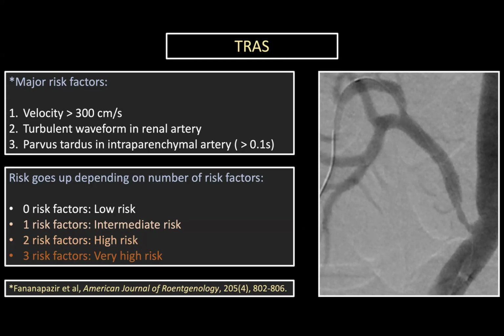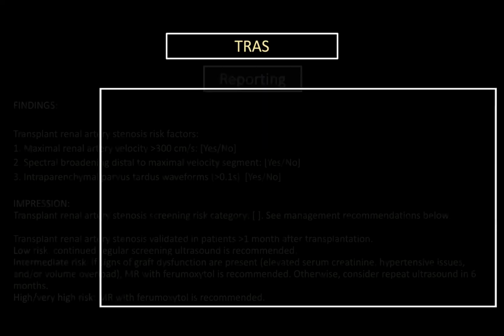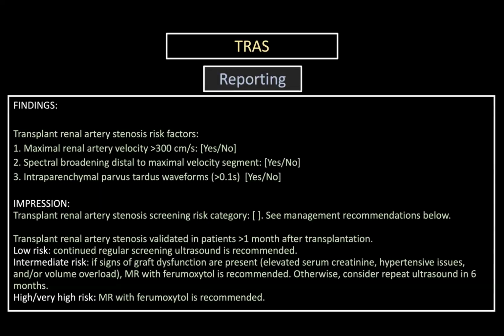But interestingly enough, if only one or two of those are present, you still have a fairly significant chance of having a stenosis. So even, for example, if the velocity is less than 300 centimeters per second, but you see turbulence of flow within the renal artery and or you see a delayed upstroke within the intraparenchymal renal artery, then that may warrant further evaluation with some other modality. So this is kind of how we report things at UC Davis: we look at those three risk factors, we say whether they're present or not, and then we'll make our recommendations based off of what we're seeing.